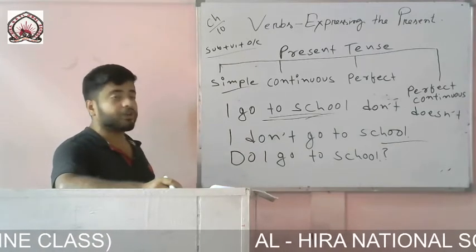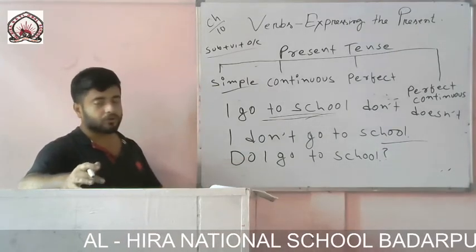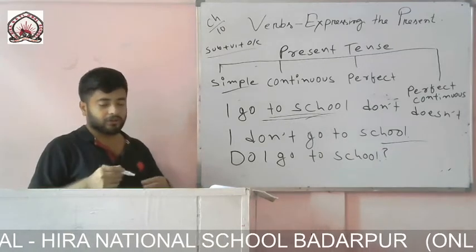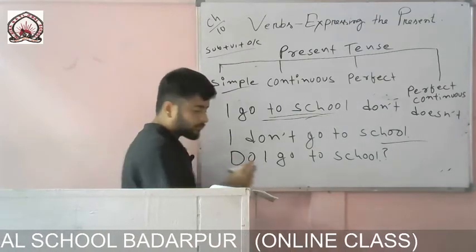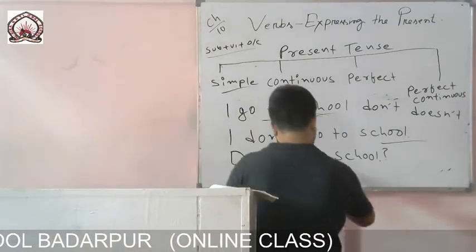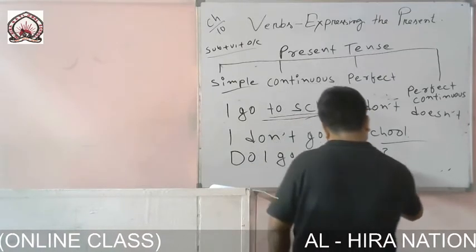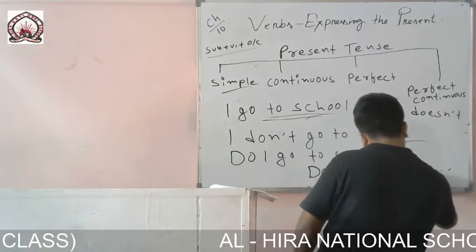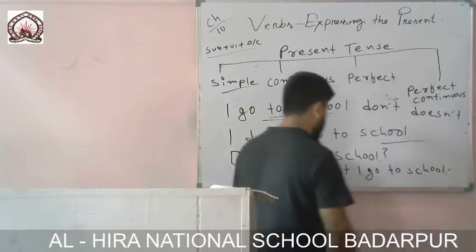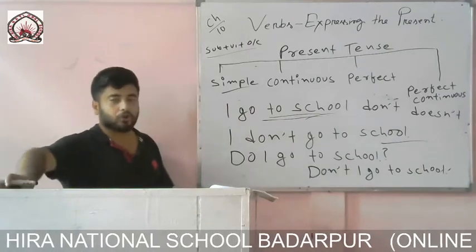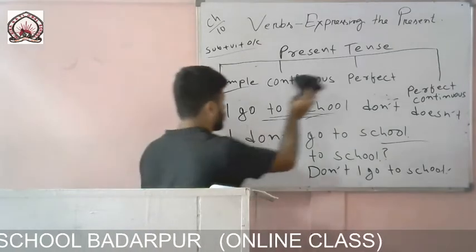If we want to change it to interrogative negative, then we can use not; otherwise, with interrogative we are not to use not. So how do we change it? It will become: Don't I go to school? Another way is there, you can write like this: Do I not go to school? Like this also you can write.